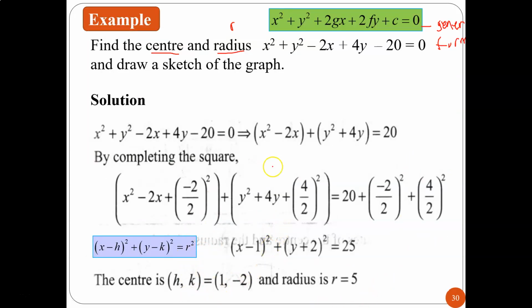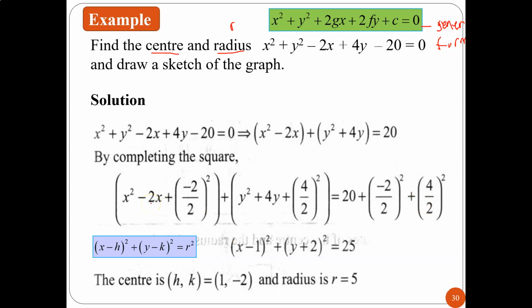Okay, so by completing the square, dia kata by completing the square, you have to complete the square first. x squared minus 2x plus negative 2 over 2. Macam mana completing the square? You divide the b by 2 and then you square it. Your b is over here, kan? You square it. Plus, sama juga y squared plus 4y, 4 divide by 2 and then you square it. Equal to 20. You tambahkan semula with the whole thing that you have over here and over here. Okay. So you will have this one.